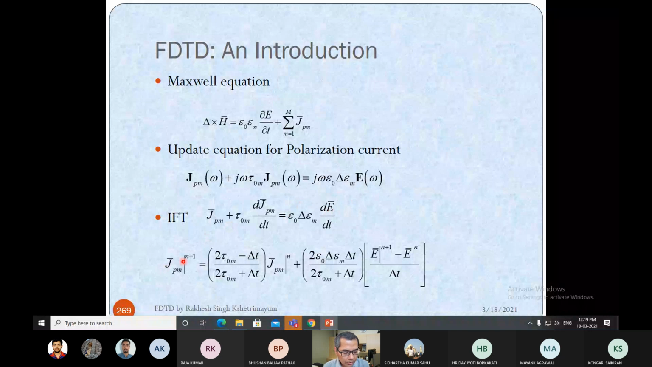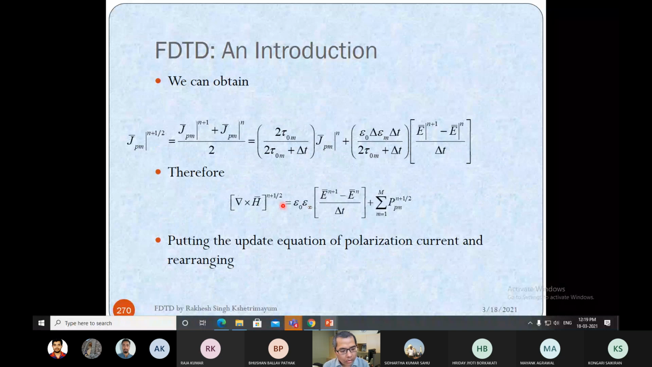J_pm at n plus 1 is equal to this term times J_pm at the nth time instant plus this term. And what is this? E^(n+1) minus E^n by Δt. So from here you can write the update equation for J_pm at the n plus 1 time instant. If I want to find J_pm at n plus half, I can find it from J_pm at n plus 1 plus J_pm at n, divided by 2. So this is the relation you have here.